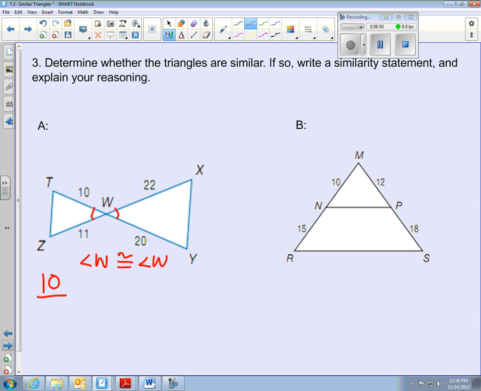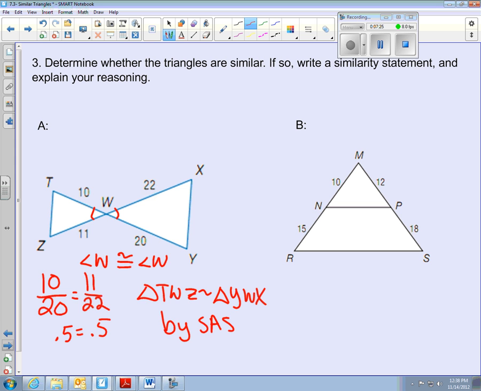Here, this one's a pretty obvious one. 10 is going to go with the 20, because 11 and 22, if we do both of those, they are both 0.5. So that one I didn't need to try both ways, because the numbers were very straightforward. So my two sides are proportional and my included angle is congruent. So I can say triangle TWZ is similar to triangle YWX by side angle side.